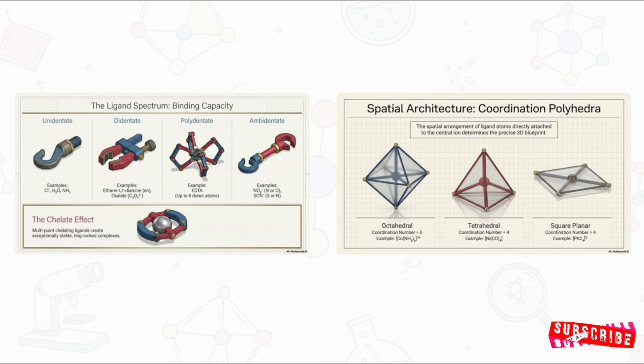Need a quick exam mnemonic for this? Just remember, 6 builds a box, 4 forms a pyramid door or flat floor. 6 connections give you the 8-faced octahedral shape. 4 connections give you either the pyramid-like tetrahedral shape or a flat square planar shape.